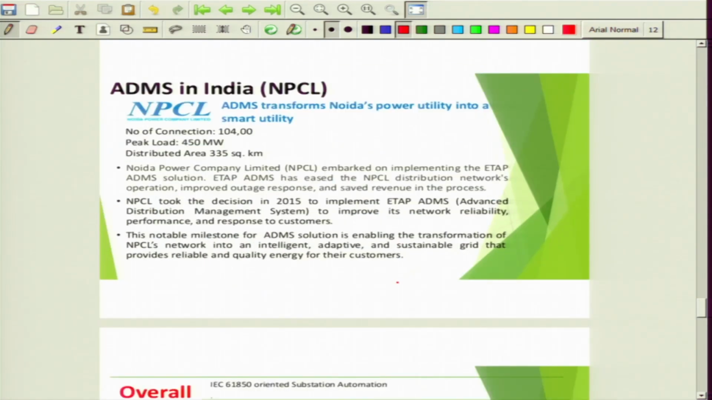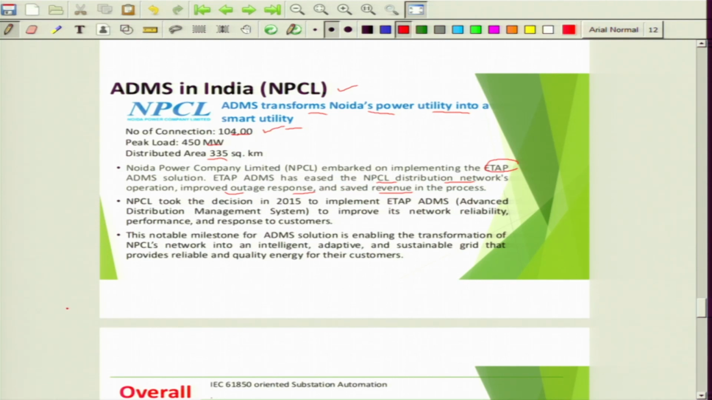And ADMS in India by NPCL. This is ADMS transforms Noida's power utility into a smart utility. Number of connections is 1,04,000, sorry, 10,400, and then peak load 450 megawatt, distributed area 335 square kilometer. So, Noida Power Company Limited embarked on implementing the ETAP ADMS solution. So, they have used this ETAP ADMS solution. ETAP ADMS has eased the NPCL distribution network's operation, improved outage response and saved revenue in the process.